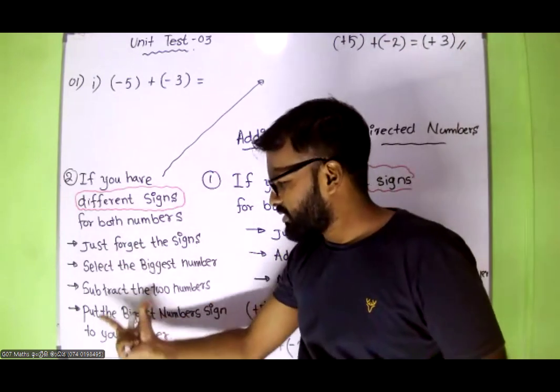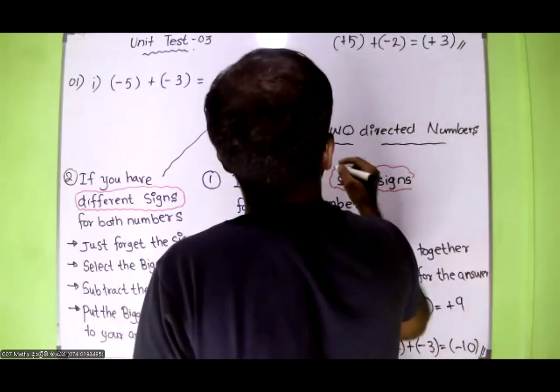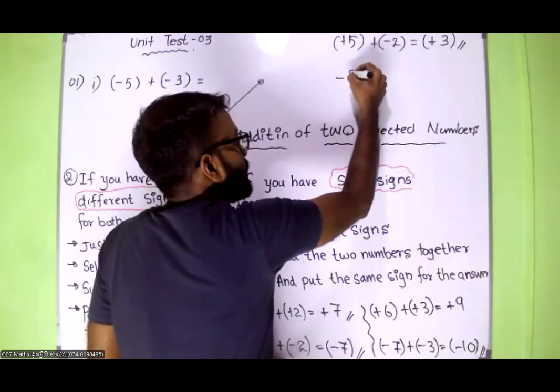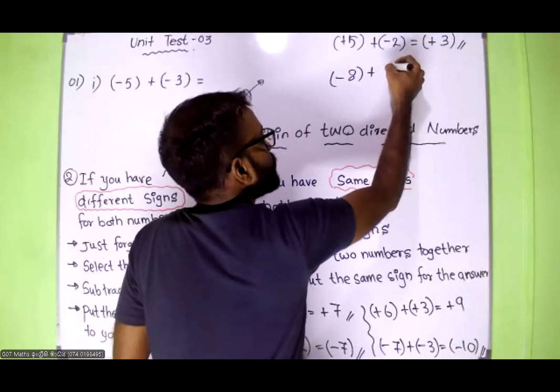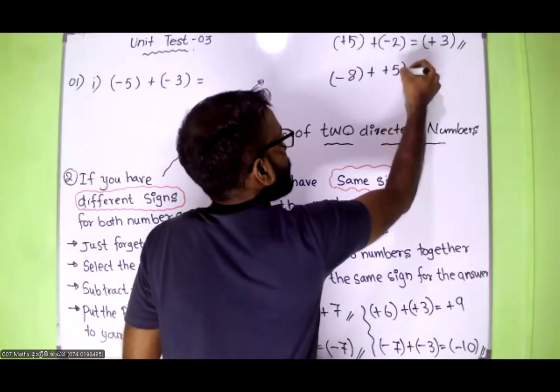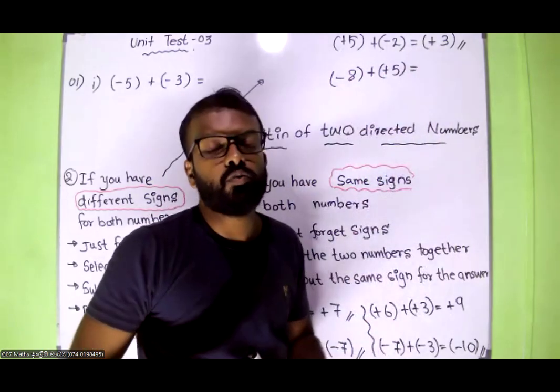So you have to just follow this. Very easy. Right. So I will do another example. Negative 8 plus positive 5. Negative 8 plus positive 5.